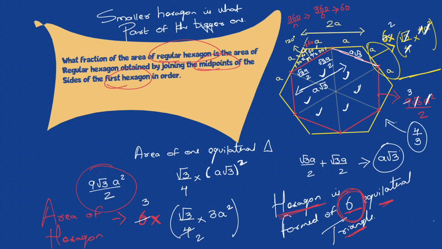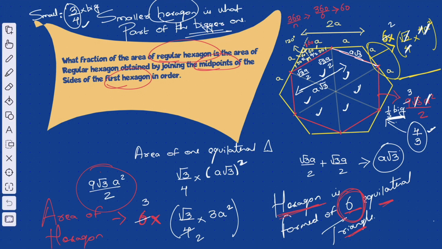What is this 4 by 3? It is the area of the larger as compared to the smaller. Okay, I need the smaller hexagon as a part of the bigger. So the smaller hexagon as a part of the bigger will always be what? 3/4. It will be less than 1, right? So it will be 3/4 of the bigger hexagon. That is my answer to this question. Okay, the fraction is 3/4. The smaller is 3/4 of the bigger hexagon, and that's how we solve the problem.